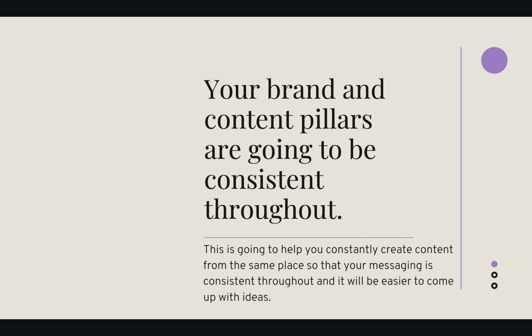So your brand and content pillars are going to be consistent throughout the plan as well. This is why we established the brand and content pillars very early on, because again, everything is derived from those. Everything that we do is derived from the triangle exercise that we did, deciding what 3 content pillars we have, and how we specifically help people. So this is going to help you constantly create content from the same place so that your messaging is consistent throughout, and it will be easier to come up with these ideas.